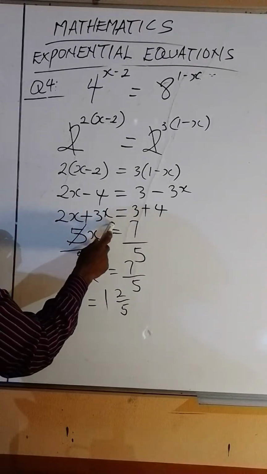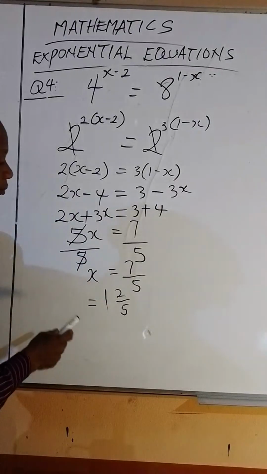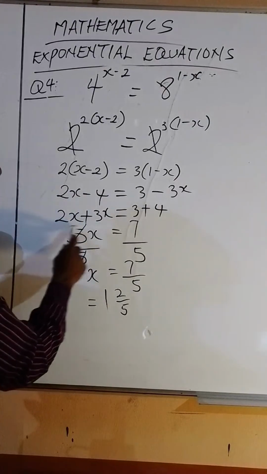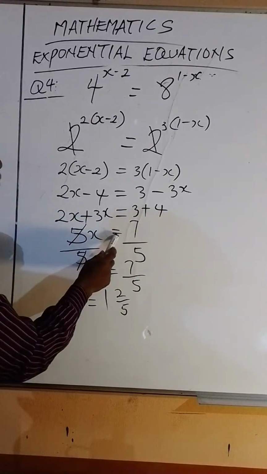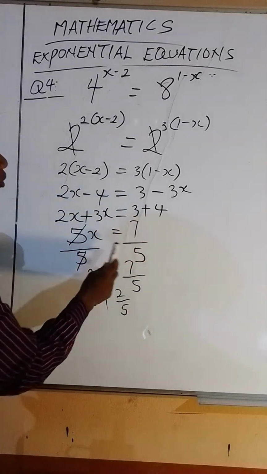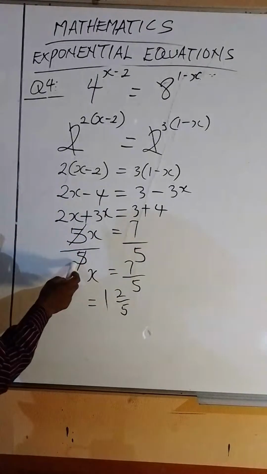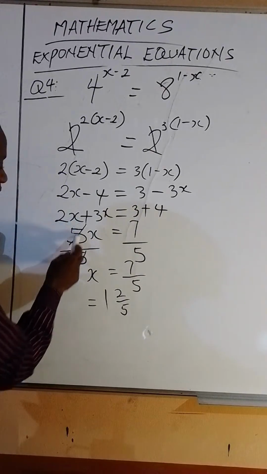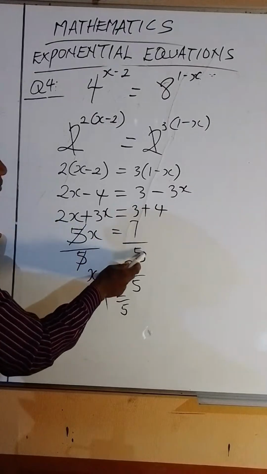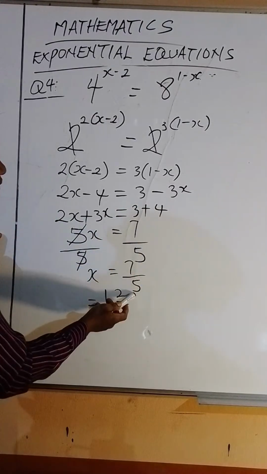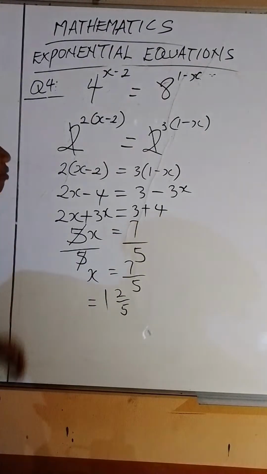Which means we have 2x plus 3x here equals 3 plus 4, which is 7. All right, so the implication now is that we have 2x plus 3x, which is 5x, equals 3 plus 4, which is 7. Then we can divide both sides by 5. If we divide both sides by 5, we will strike this 5. We will now be left with x here. Then 7 divided by 5 will be here. And when we divide 7 by 5, we are going to get one whole number, 2 over 5.